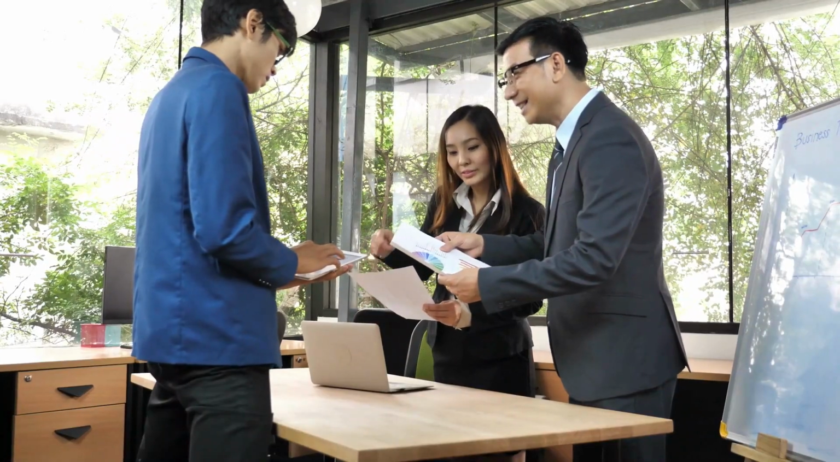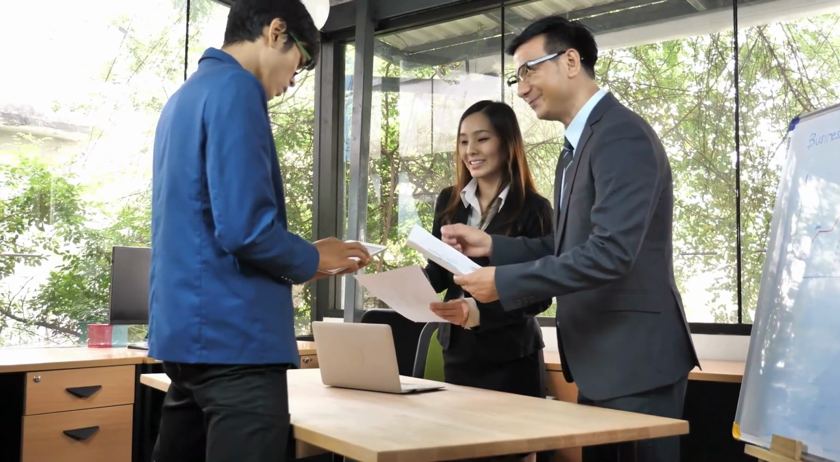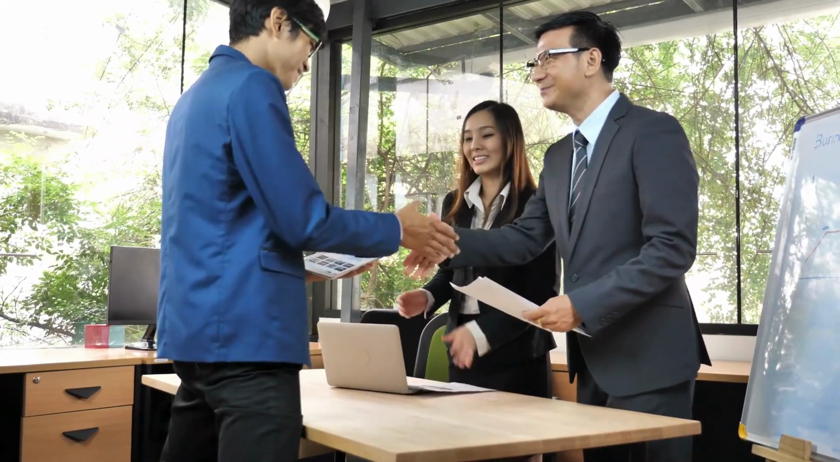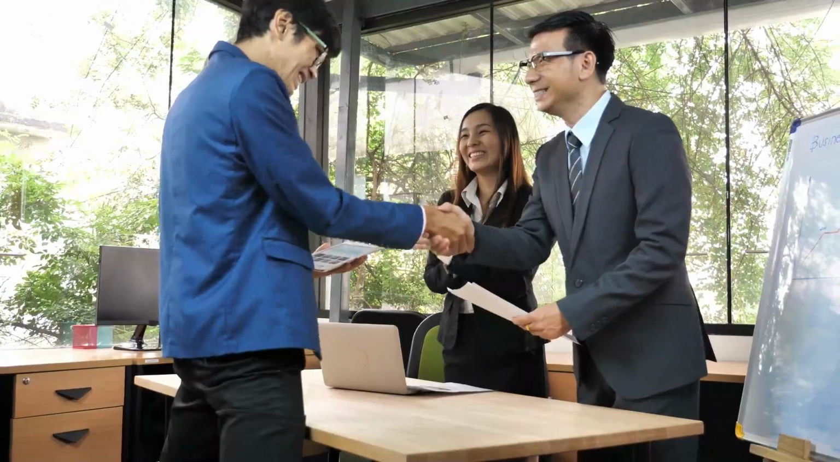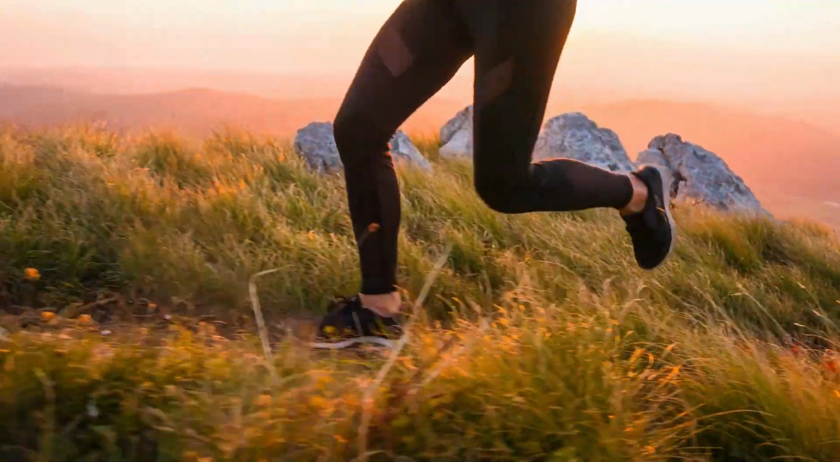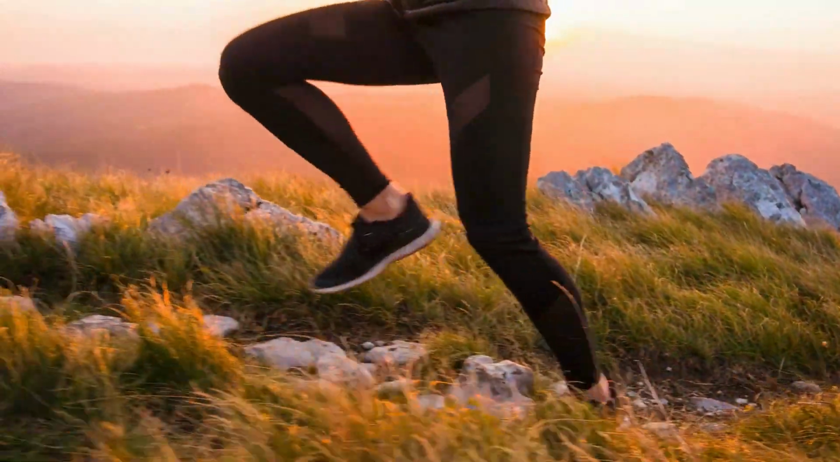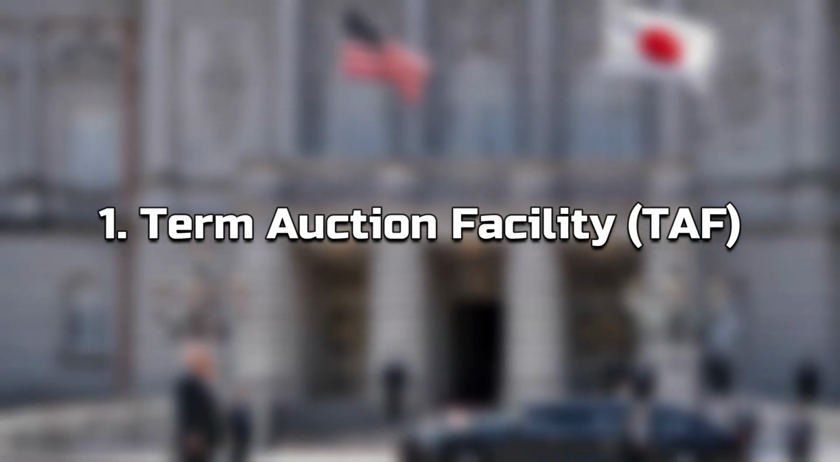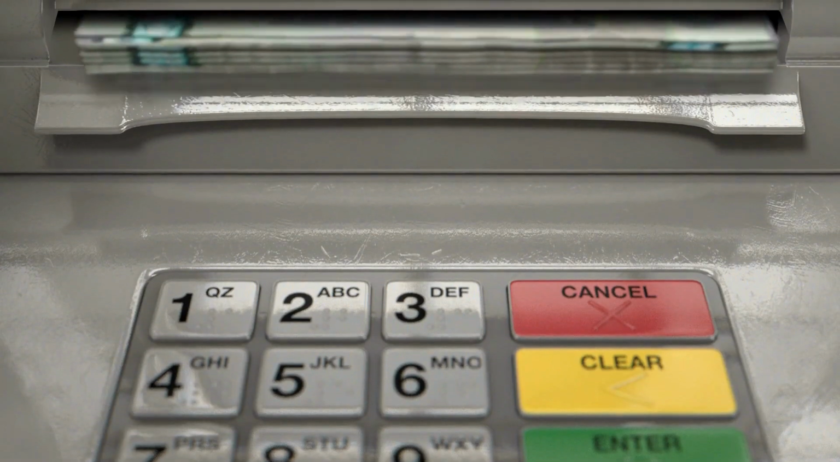They introduced the Term Auction Facility, TAF, and the Term Securities Lending Facility, TSLF. Think of them as the superhero duo coming to the rescue. 1. Term Auction Facility, TAF. The TAF was like a secret cash infusion.